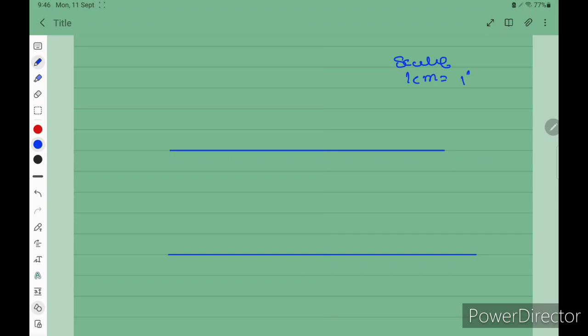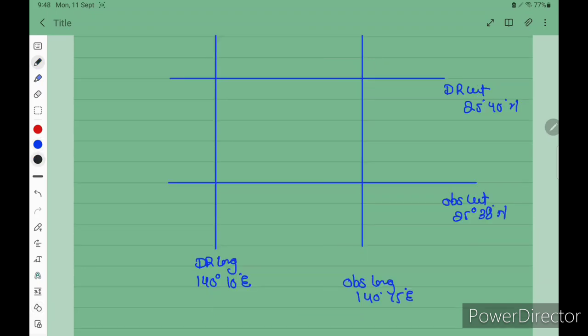Now we have to plot the observed longitude and the DR longitude. So DR longitude is 140 degree 10 minutes. So let's say this is 140 degree 10 minutes. Now departure is in between, 4.5. So 4.5 we have to take and we mark 140 15 minutes. Okay. So in that case our DR long is on this side and then 4.5 difference and we get the observed longitude 140 15 minute east. So just I put the name. So this is DR latitude 25 degree 40 minute north, observed latitude 25 degree 38 north, DR long 140 degree 10 minute east, observed long 140 and 15 minute east.